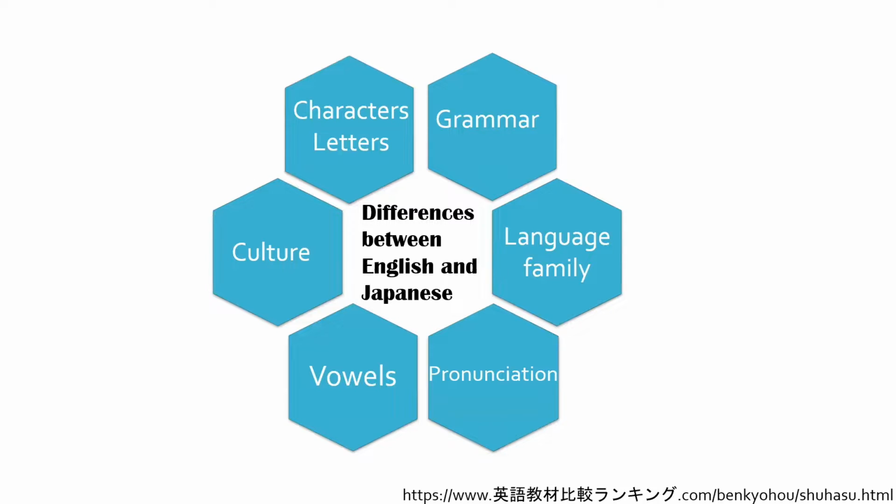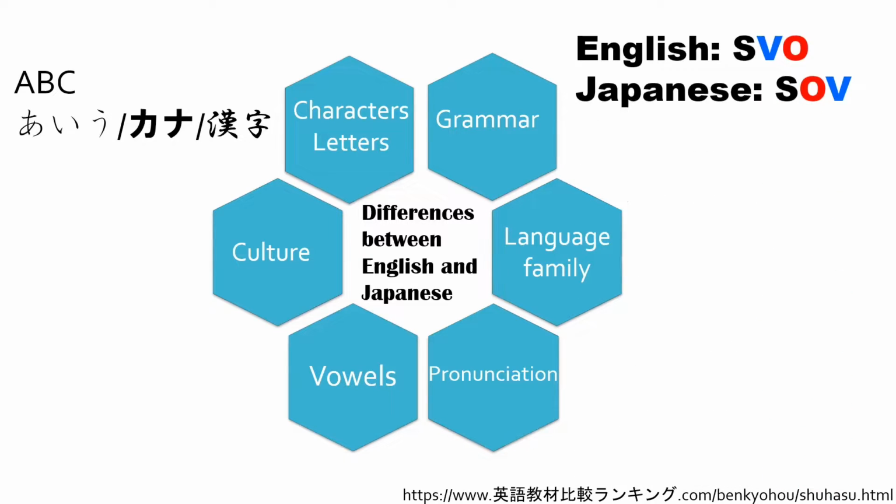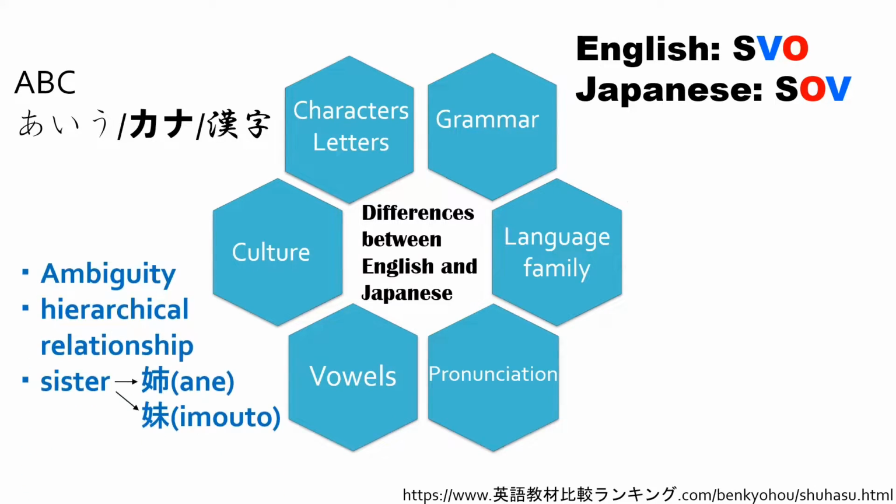Well, as you can see, there are many obvious linguistic differences. The first thing is characters and letters. We use alphabet for English, but for Japanese, we use hiragana, katakana, and kanji. Another thing is grammar. This is probably the biggest difference and makes it harder for both Japanese and native English speakers to learn either Japanese or English. And I will talk about syntactic difference more in depth later. Another thing is culture.